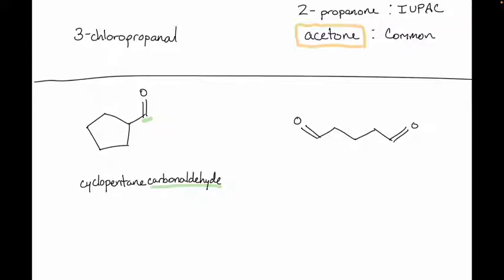So actually, the name of the game is the same in terms of finding your parent chain. 1, 2, 3, 4, 5. And because I know they're on terminal ends, I know one of them's on carbon 1 and the other one's going to be on the last one. So again, you actually don't have to put the number in here. So this would be pent.